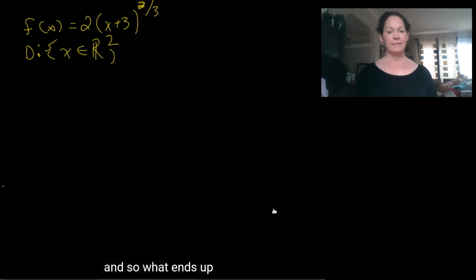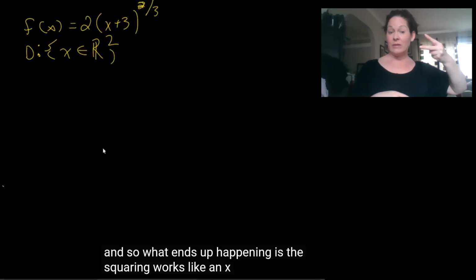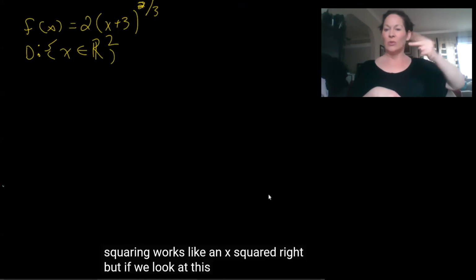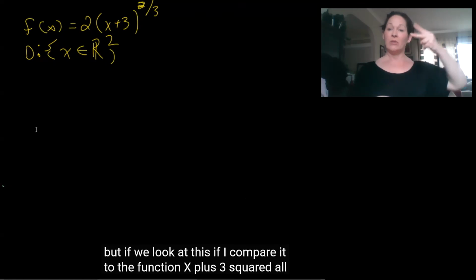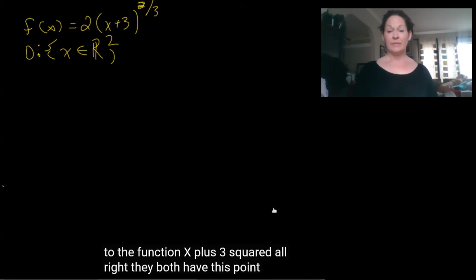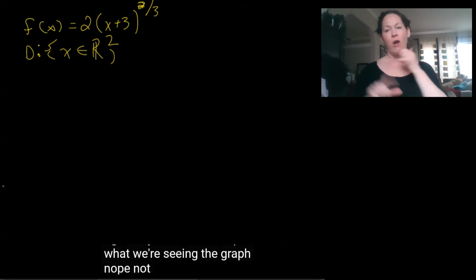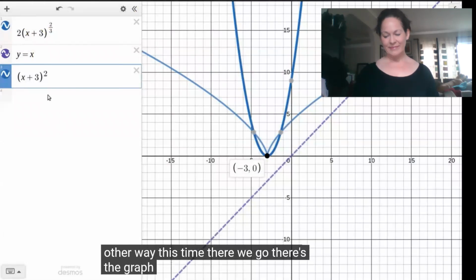And so what ends up happening is the squaring works like an x squared. In fact, if we compare it to the function x plus 3 squared, they both have this point here. Hope we're seeing the graph. Nope, not seeing the graph. It went the other way this time. There we go, there's the graph.